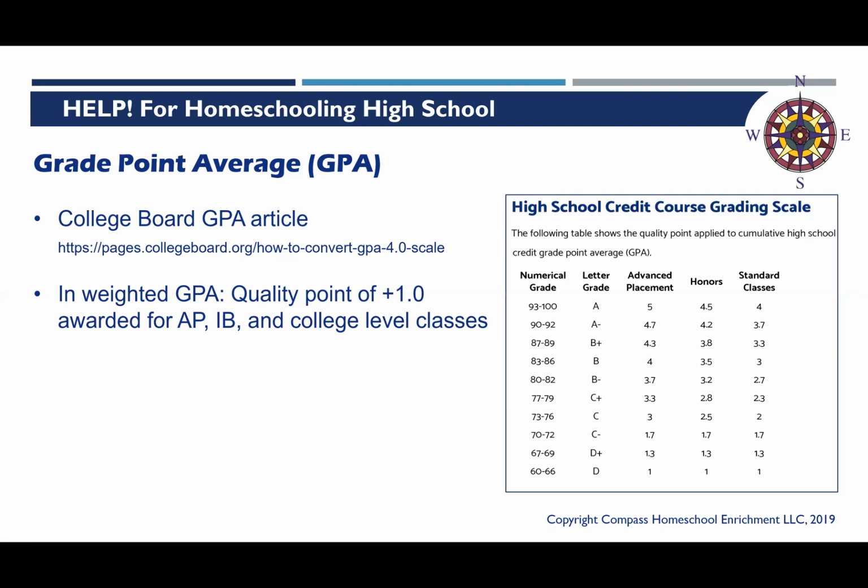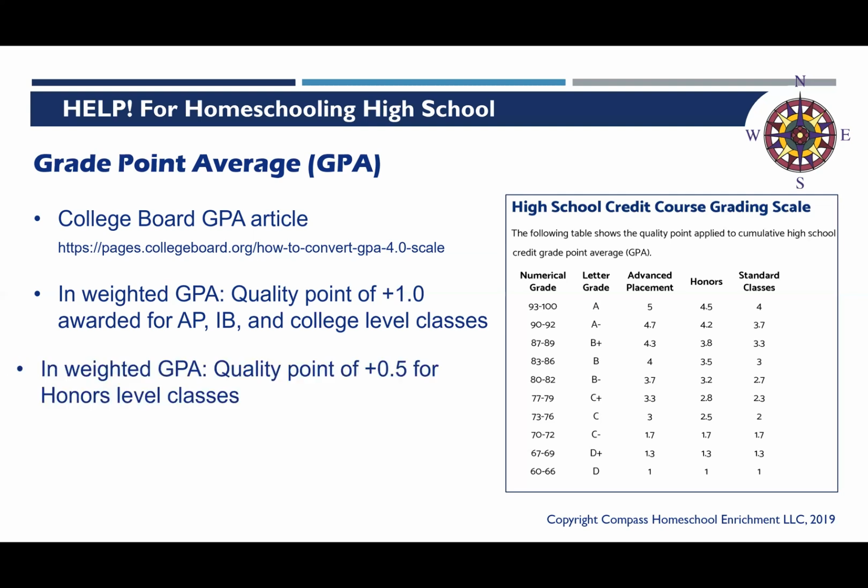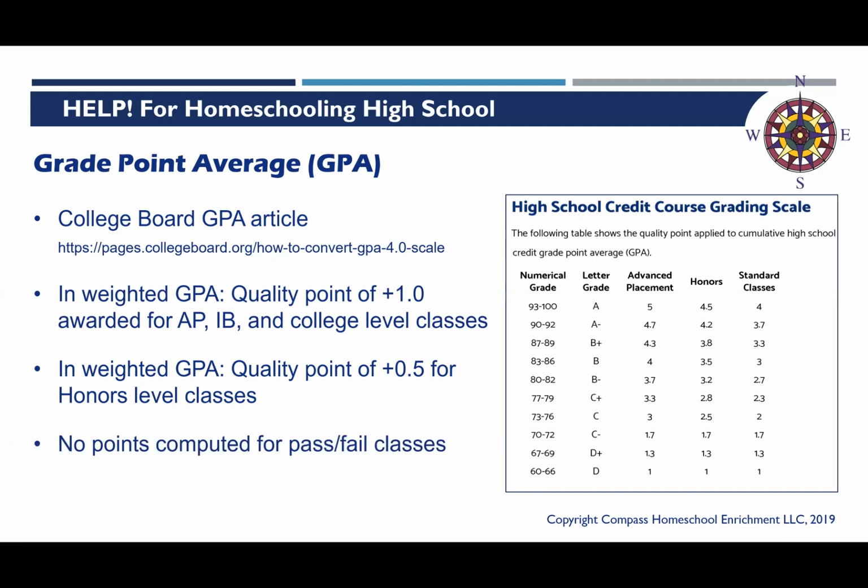On the chart, you will see an A worth 5 in advanced placement, a B worth 4. That represents a quality point of 1. In a weighted GPA system, a quality point of +1/2 is added for honors level classes. On the chart, you'll see that's a 4.5 for an A in an honors class, or a 3.5 for a B. Generally, no points are computed for classes that are taken pass-fail.